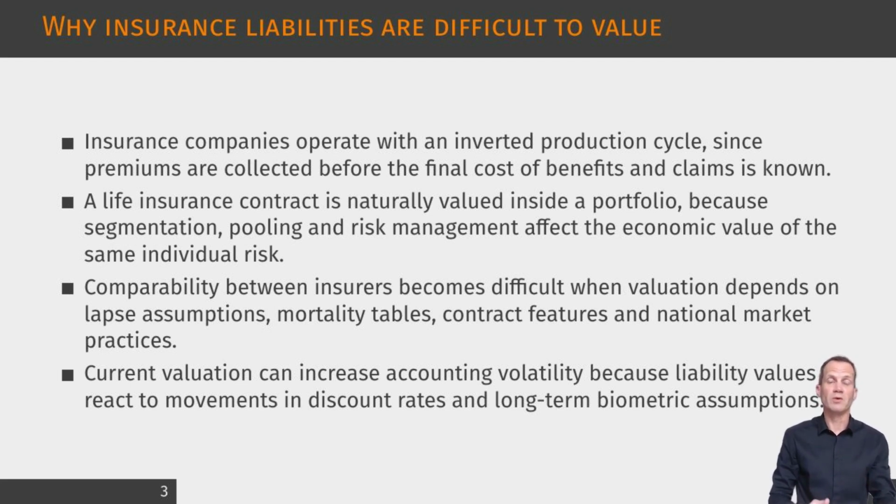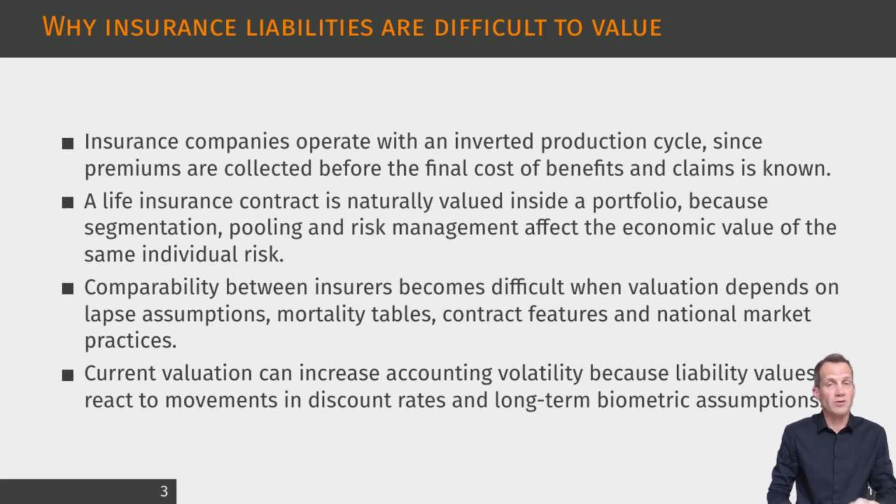A contract is also naturally valued inside a portfolio. Two insurers may assign different economic values to the same risk because their underwriting, segmentation, reinsurance, and asset liability management differ. This portfolio dependence explains why insurers were skeptical about a pure exchange value interpretation. Comparability is another challenge. Liability values may depend on lapse assumptions, expenses, mortality improvement, discount curves, and policyholder behavior.